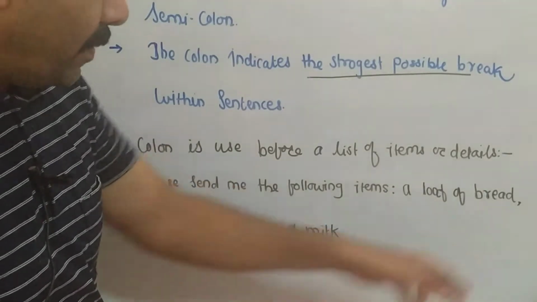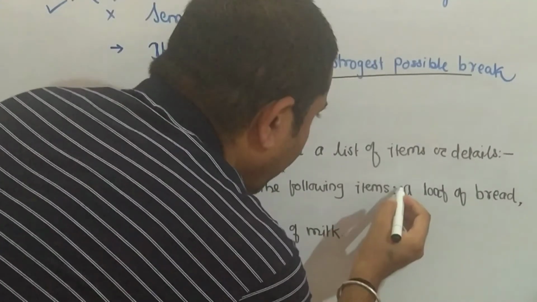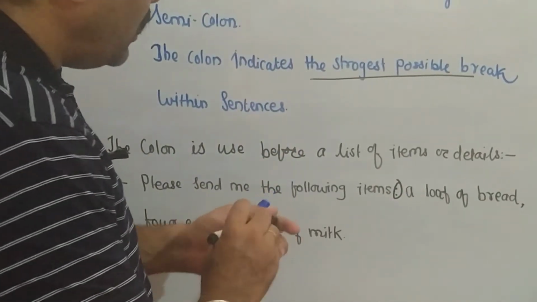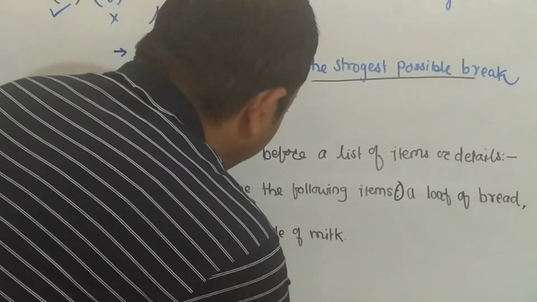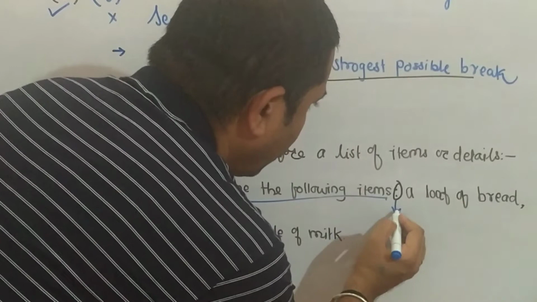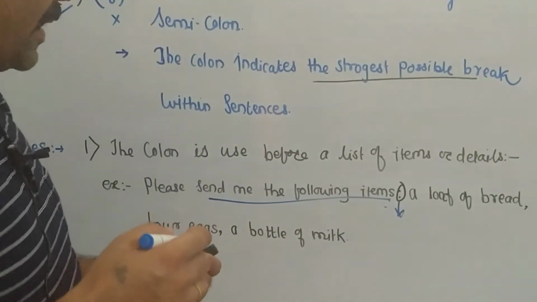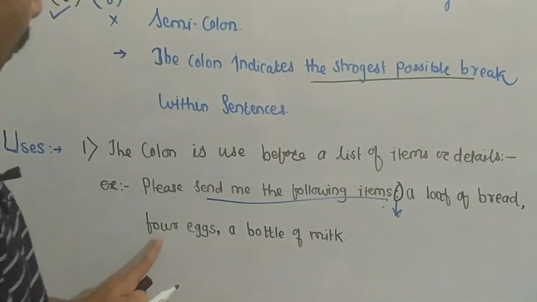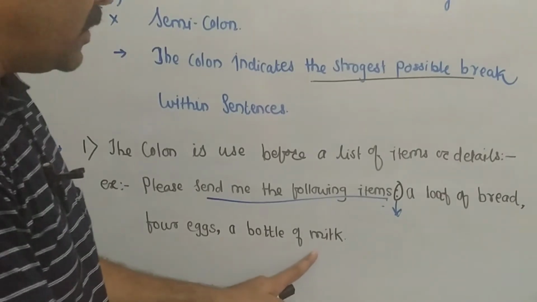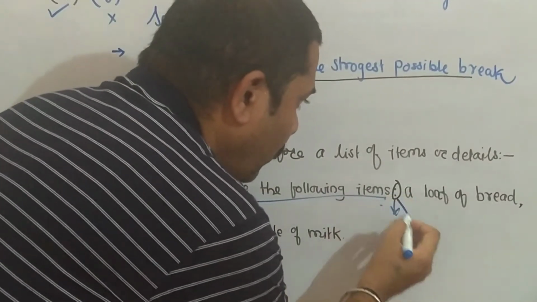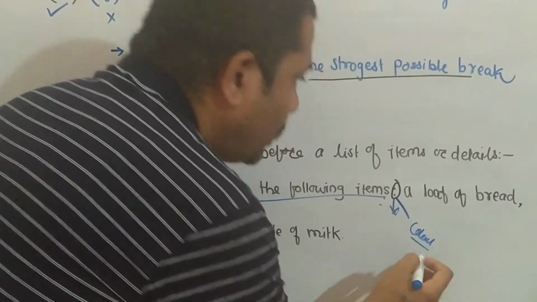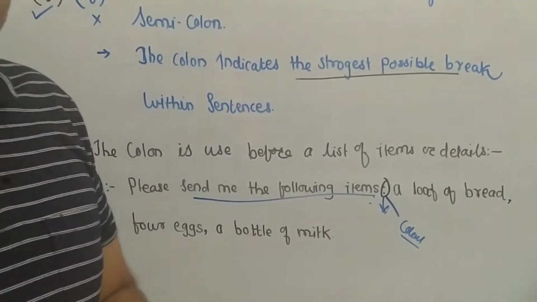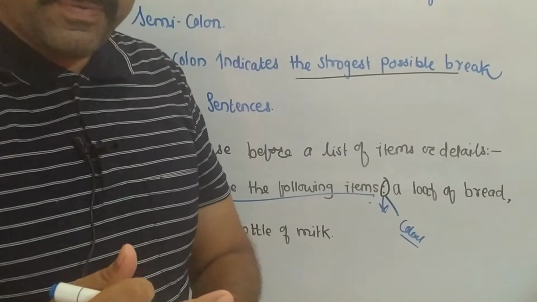A loaf of bread. Now, here, friends, please send me the following items. This is the strongest feeling, so here we give the pause. Please send me the following items. Which items are included in my list? A loaf of bread, 4 eggs, a bottle of milk. So that's why here we use the colon symbol. So this is the first use of the colon in writing the English language particularly.